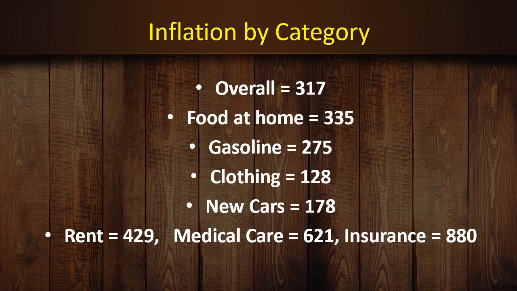Medical care is 600. Medical care has gone up twice as fast. The cost of getting to the doctor has gone up twice as fast in the last 40 years as the average thing that we buy. And insurance has gone up almost 9 times. Okay? A lot of that insurance price increase, by the way, is tied to global warming if you do your math and see what's going on in California and in places like Florida.